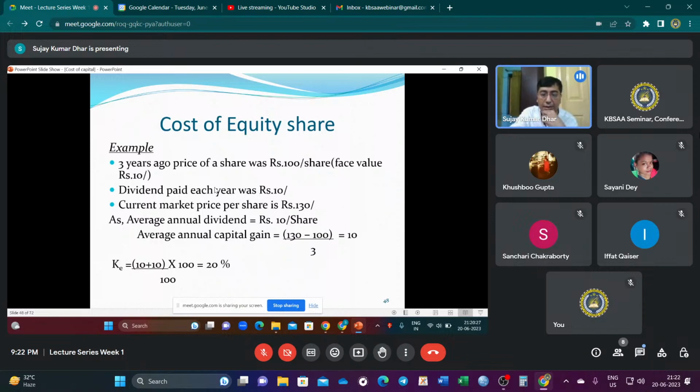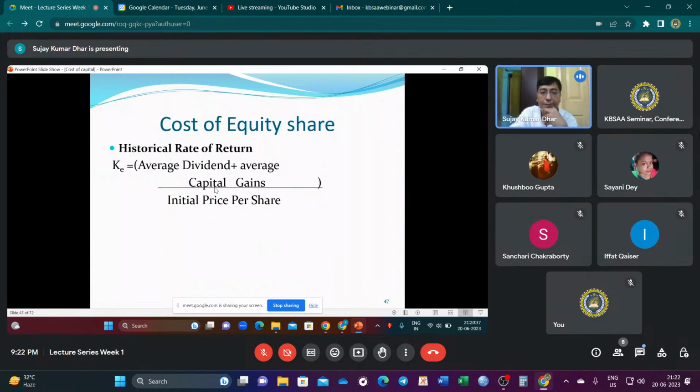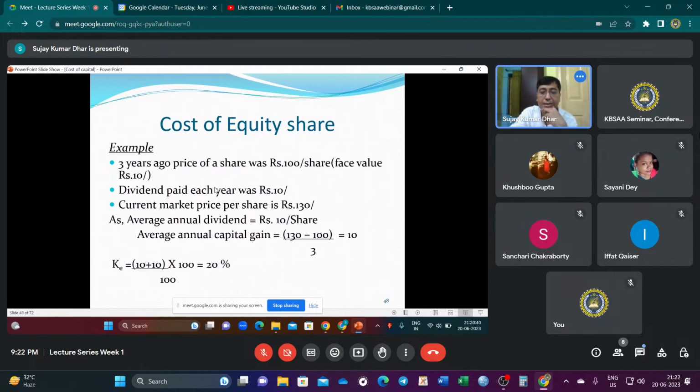What is your average annual capital gain? 30 by 3, 10. What is your dividend in each year? 10. So dividend plus capital gain, 10 plus 10, by 100, into 100. That is 20%. So cost of equity is 20%.